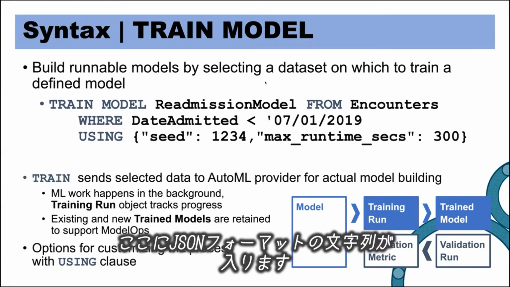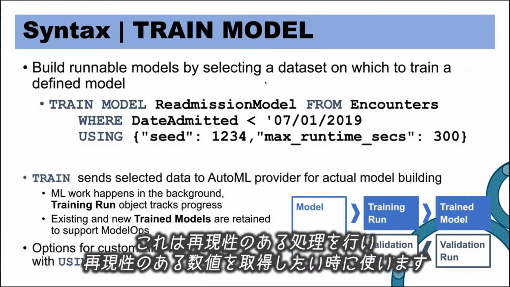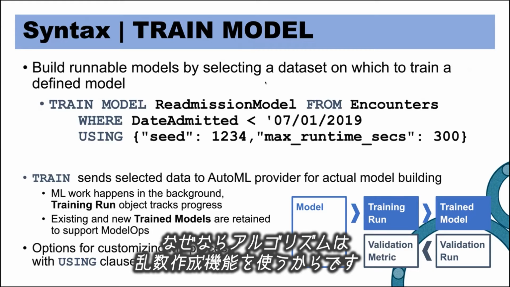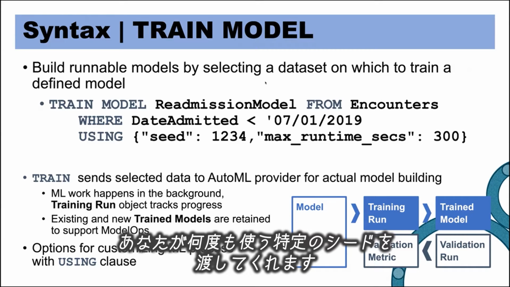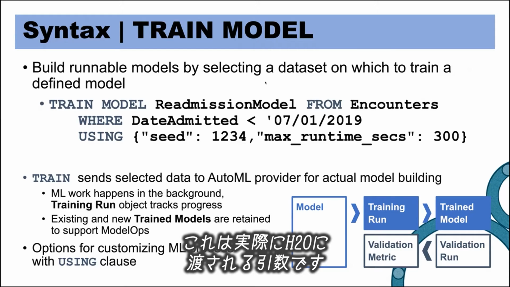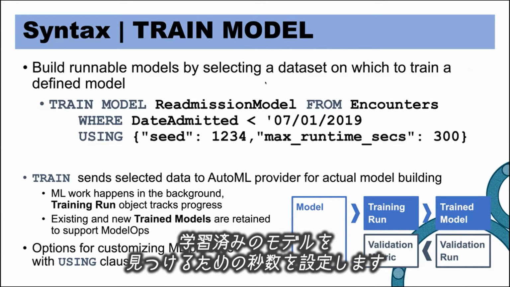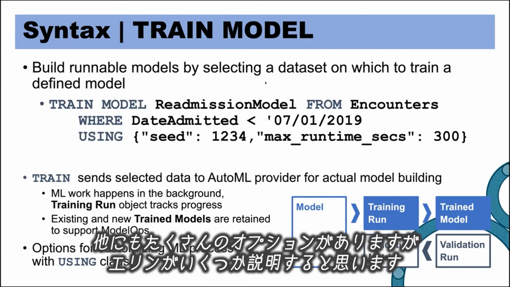And then you have some JSON formatted string that you can put at the end. In this case, it sets the seed, which you might want to do to have a reproducible process and get reproducible numbers out, because oftentimes the algorithms will use a random number generator, and so this passes along a particular seed that you'll want to use over and over again. And then the next little bit there is max_runtime_secs. That's an argument that actually gets passed to H2O, and the H2O engine will parse that and set an amount of seconds that it'll use to find and train models. There's a bunch of other options, and I think Erin will touch on a couple of them.